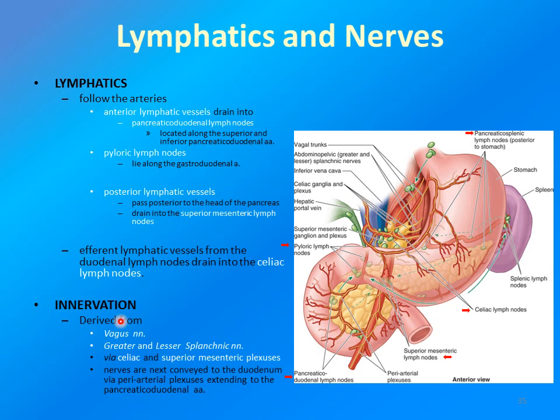Innervation is derived from the vagus nerve through the greater and lesser splanchnic nerves via the celiac and superior mesenteric plexuses. We have the respective associations between the greater splanchnic nerve and the celiac plexus and the lesser splanchnic nerve and the superior mesenteric plexus. Vagus transfers parasympathetic innervation, whereas the splanchnic innervation will supply sympathetic fibers.